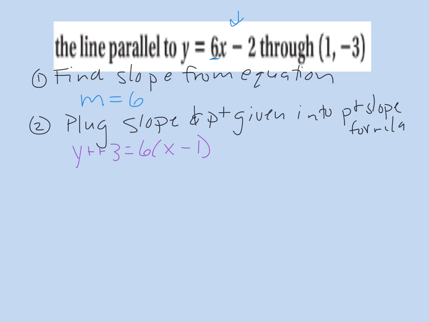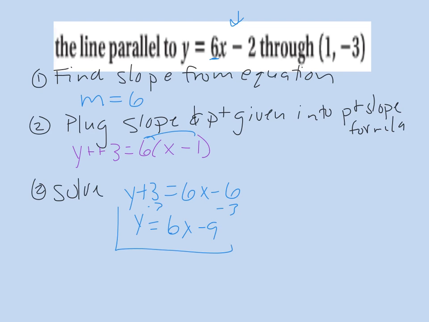That becomes a plus. And then you want to solve the equation. So first I'm going to distribute my 6 in, so I have y plus 3 is equal to 6x minus 6. And then I want to subtract 3 from both sides. y equals 6x minus 9. And this would be my final answer.